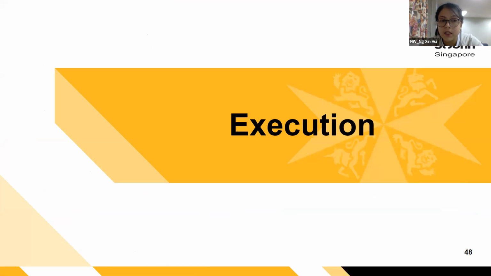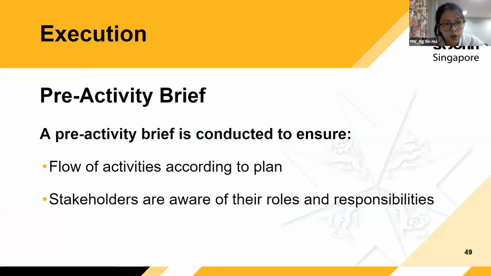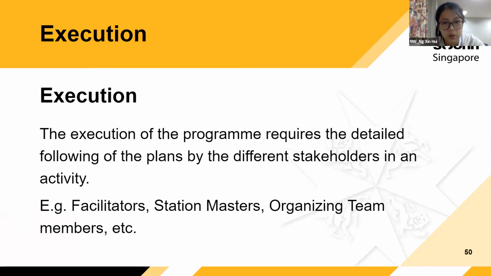Now I'll be talking about the execution of a program. So during execution, a pre-activity brief is necessary to ensure the flow of activities is according to plan and that stakeholders are aware of what they need to do. So this brings us back to the action plans. If your action plan is detailed and clear enough, it will sufficiently aid your execution phase, as everyone will understand what they have to do for each activity without confusion.